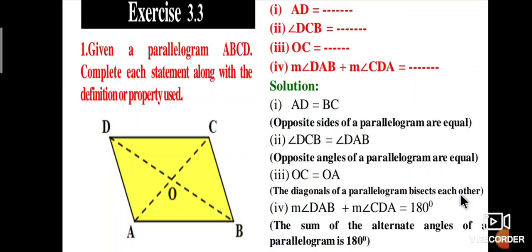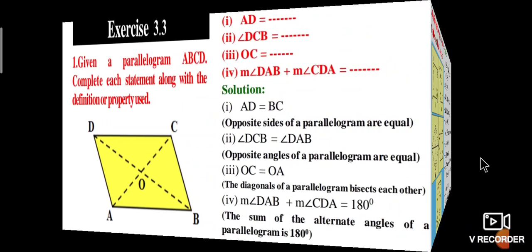Next one is angle DAB plus angle CDA is equal to 180 degrees, because the sum of the adjacent angles of a parallelogram is 180. Okay, next one, students.